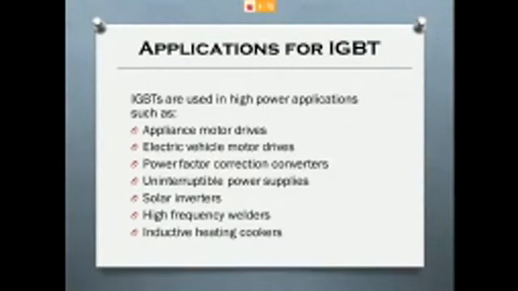And the applications for IGBT. IGBT is used in high power applications such as motor drives, electric vehicle motor drives, power factor correction converters, uninterruptible power supplies, solar inverters, high frequency welders, inductive heating cookers. I've said the MOSFET uses very low power, and here it is used for high power applications like motor drives, electric vehicles, solar inverters, high frequency welders, etc. Here it uses high power and MOSFET uses low power.